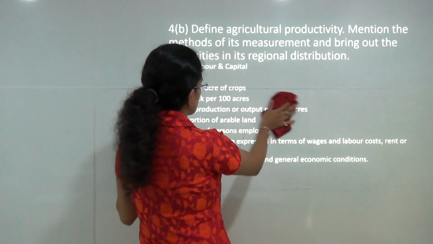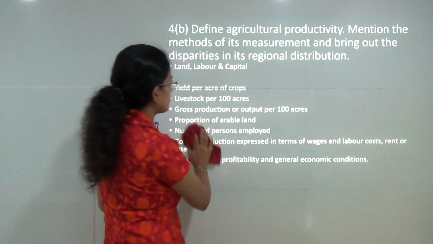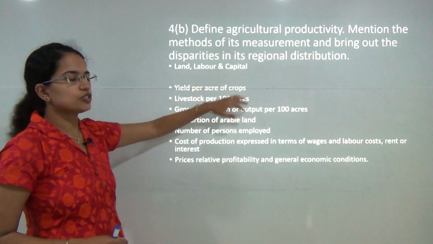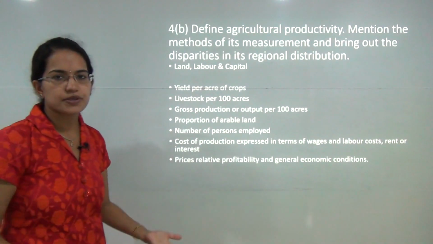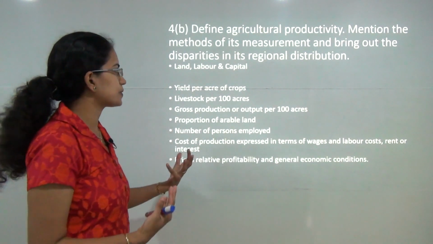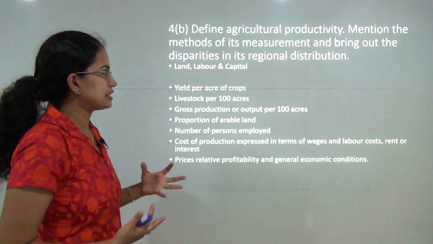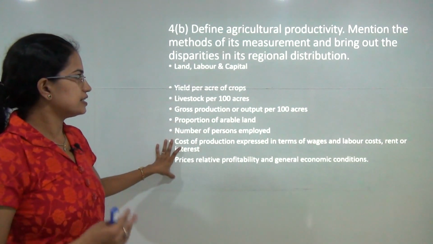So when we talk about the measurement of agriculture productivity, we basically focus on three aspects, that is land, labor and capital. So we talk in terms of capital productivity, land productivity and labor productivity. And these are some of the major points that we consider under agriculture productivity.